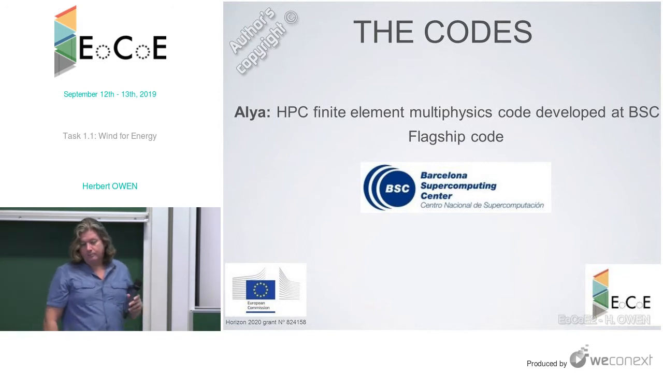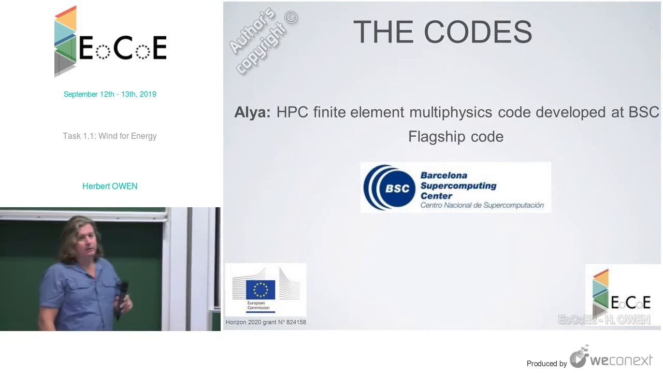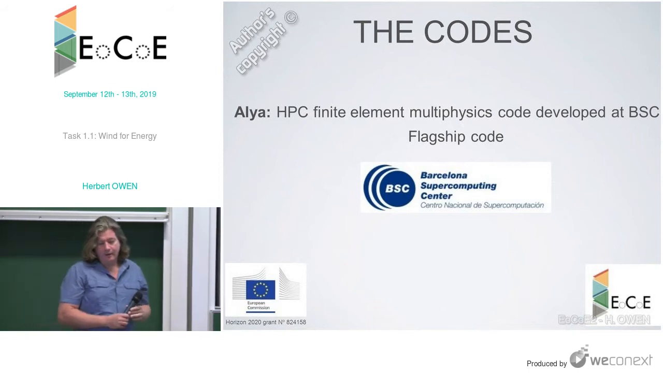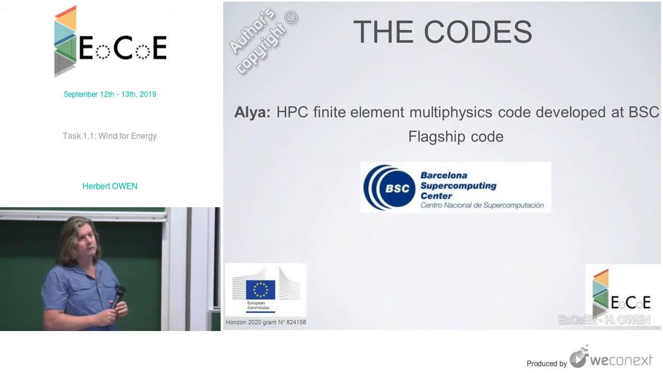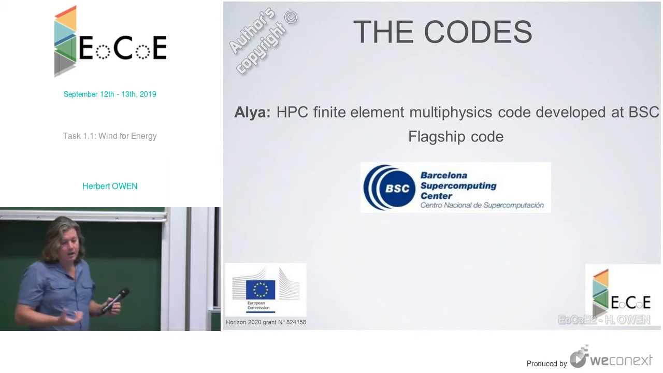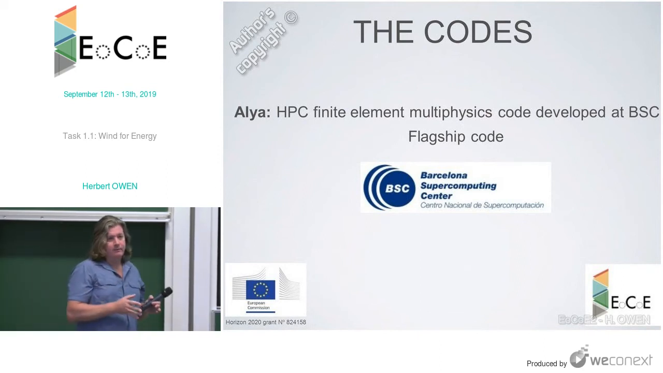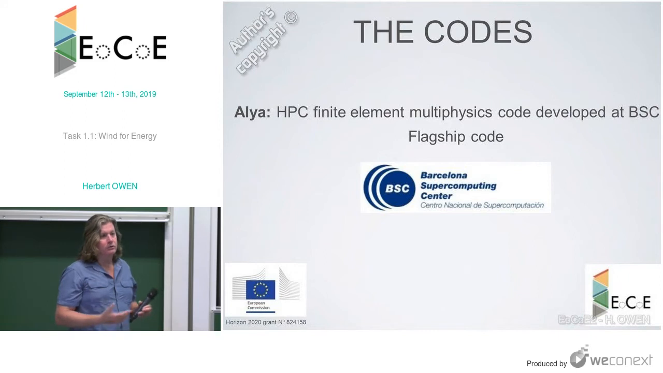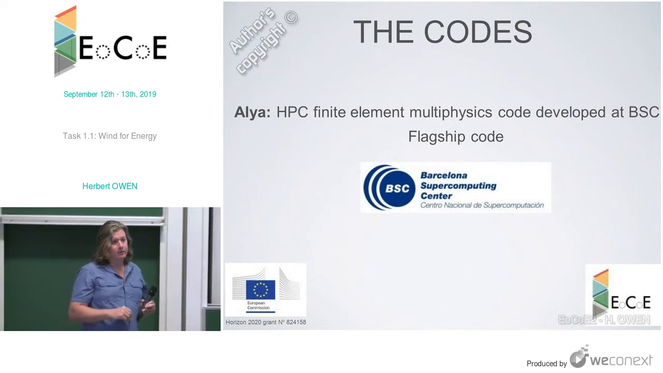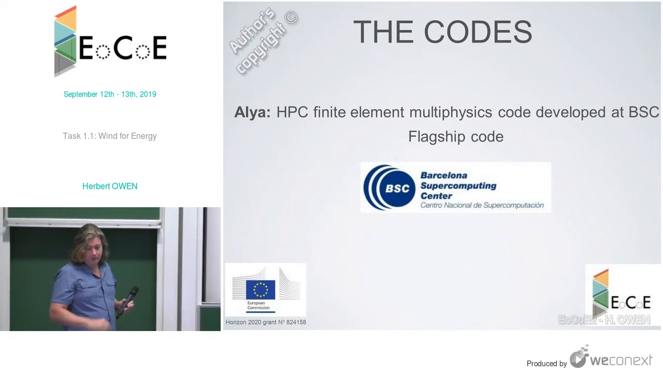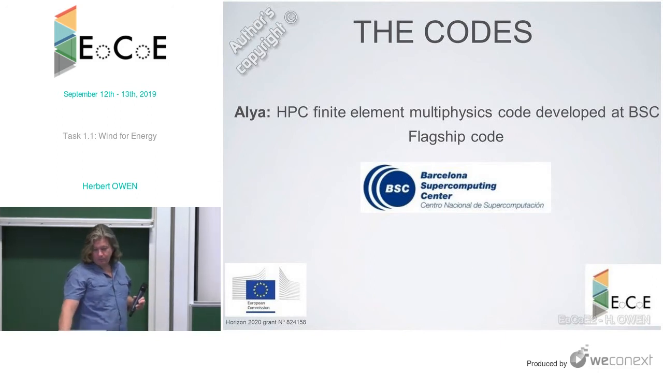So the codes. Alya is the code we developed at the Barcelona Supercomputing Center. It's a finite element multiphysics code. It is the flagship code for wind energy, and it is also part of the Praise Benchmark suite, and it has been tested in most of European supercomputers.